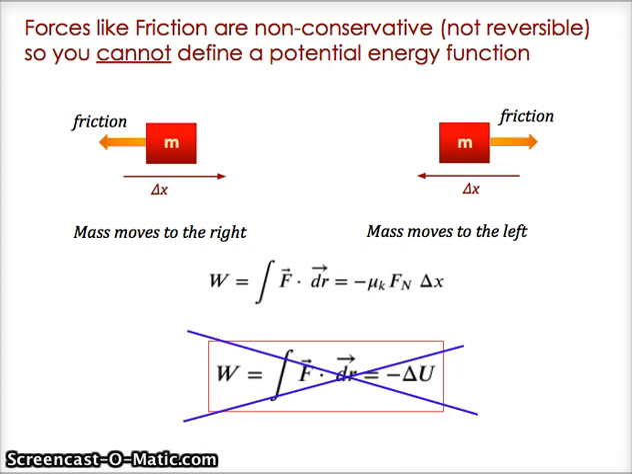If I switch now and the object comes back to the left, well, friction also switches. And so the directions are still opposite. The work done is still negative. It's not reversible. I'm not getting that energy back again. So we cannot describe or invent a potential energy dealing with friction.